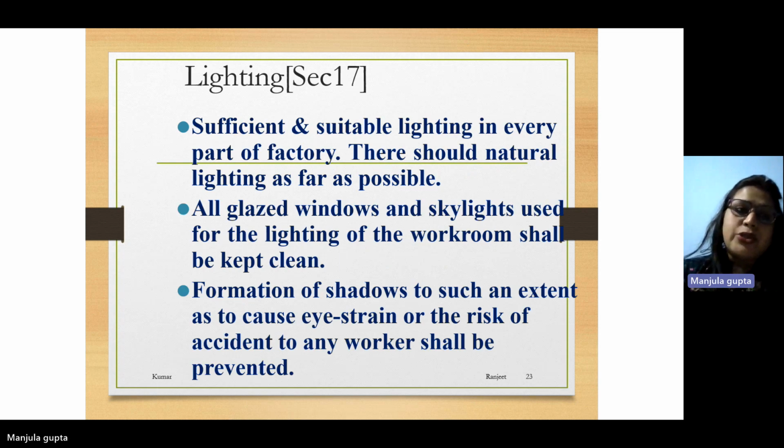Now I'll talk about lighting under section 17. Sufficient and suitable lighting in every part of the factory. There should be natural lighting as far as possible. All glazed windows and skylights used for the lighting of the workroom shall be kept clean. Formation of shadows to such an extent as to cause eye strain or the risk of accident to any worker shall be prevented.